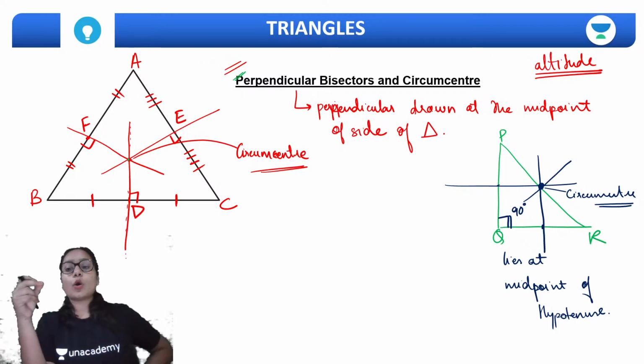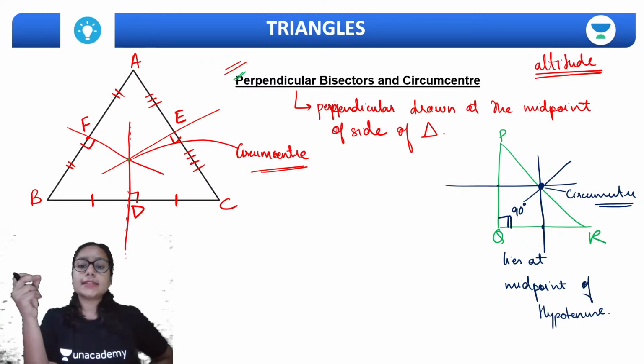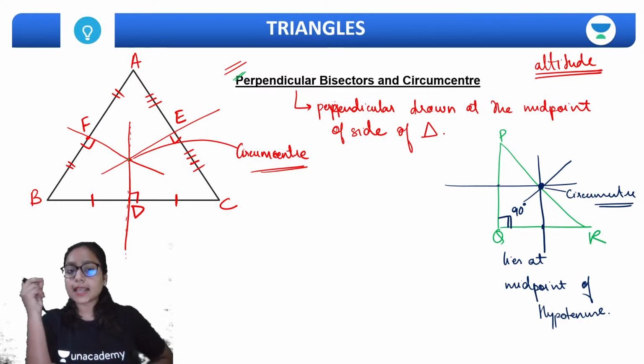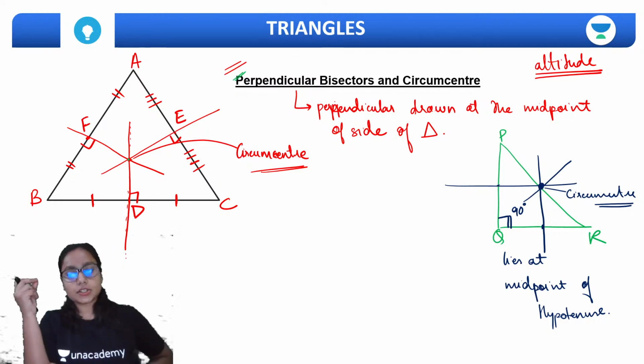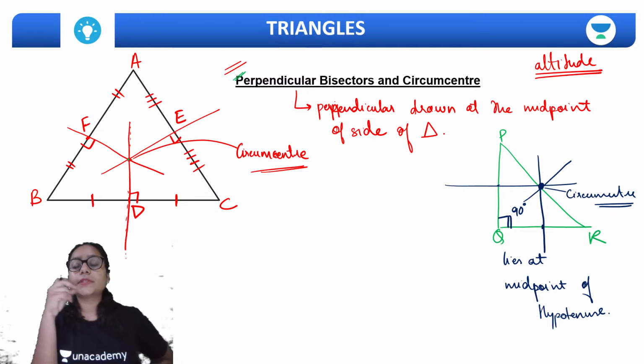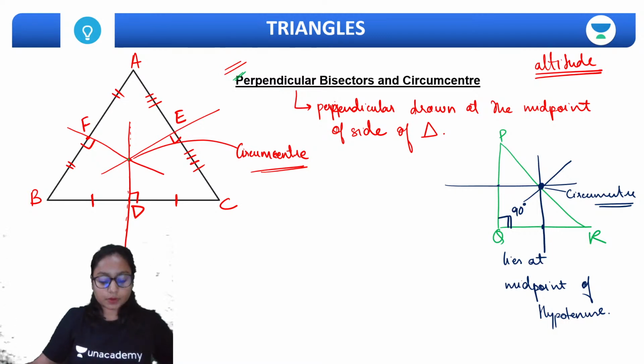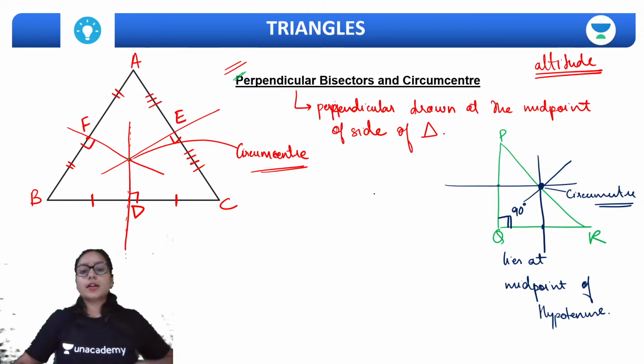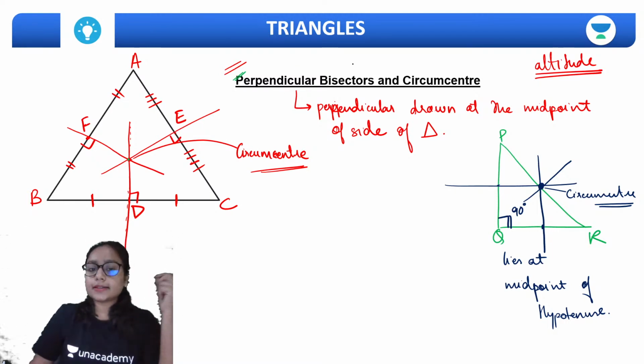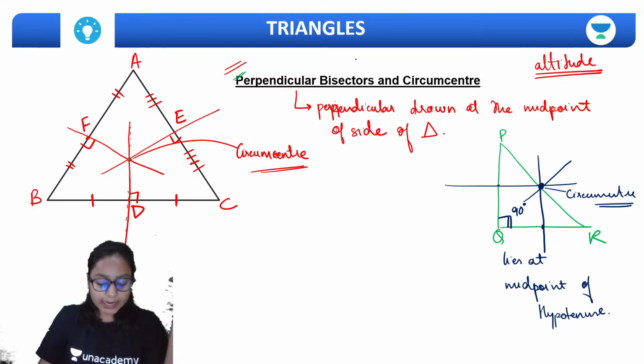Likewise, in an obtuse angle triangle, this lies outside the triangle. So this you can do as a homework exercise. Draw an obtuse angle triangle and find its circumcenter by just drawing. It will always lie outside the triangle. Okay? Now, I hope this is clear. What is a circumcenter? What is a perpendicular bisector?